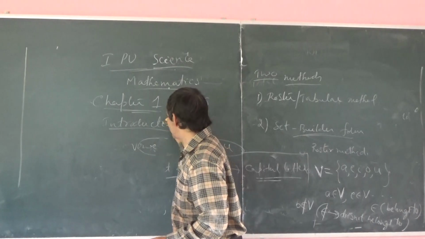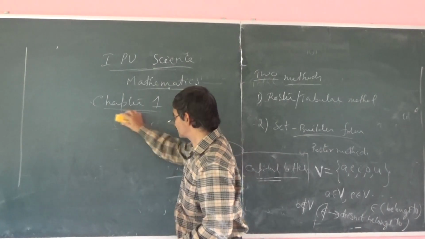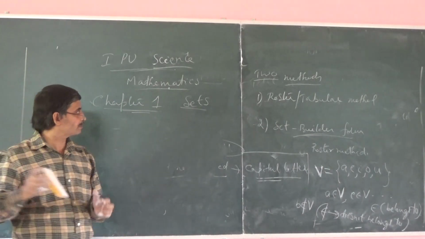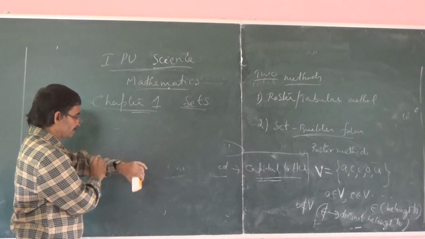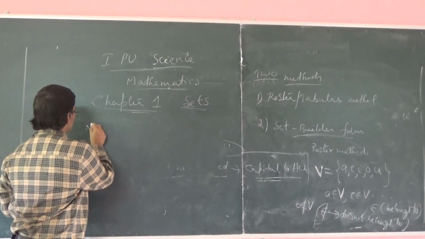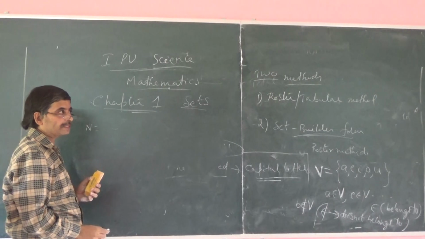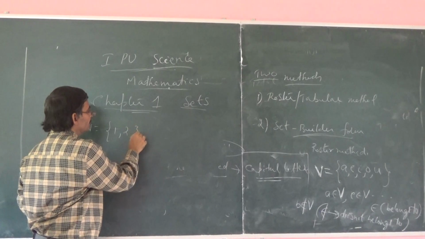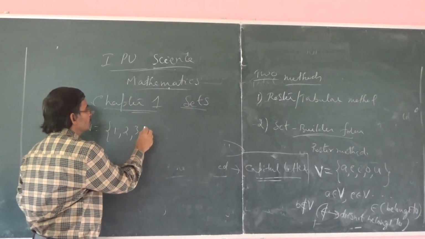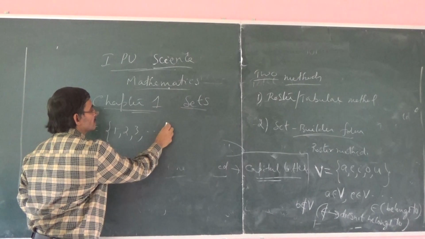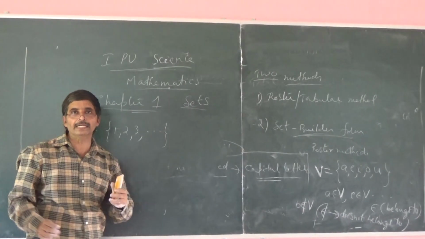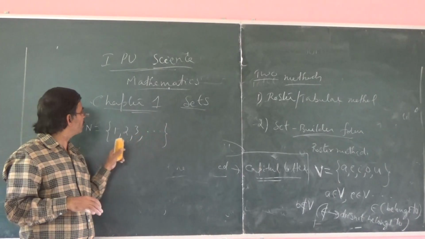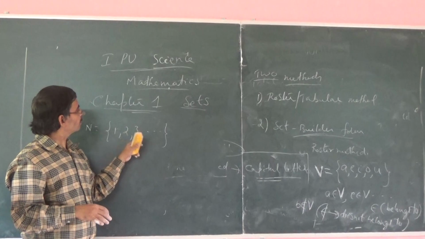Some more examples we will give you. We have just discussed natural numbers. N is a natural number. So how can we represent it as a set? N means natural numbers 1, 2, 3. We will use three dots because there is no ending. It is continuous, no break here. One after one, 2, 3, 4, 5, and so on.